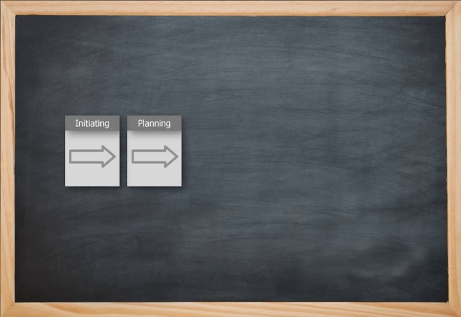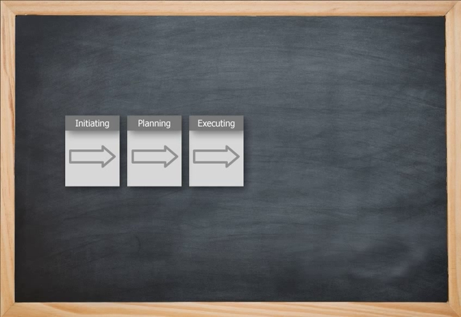You have another one called planning. The planning process group defines objectives and plans to achieve the project. The project management plan in the 4th edition of the PMBOK guide, or in earlier versions of the PMBOK guide, they called this the project plan, is basically the key output.